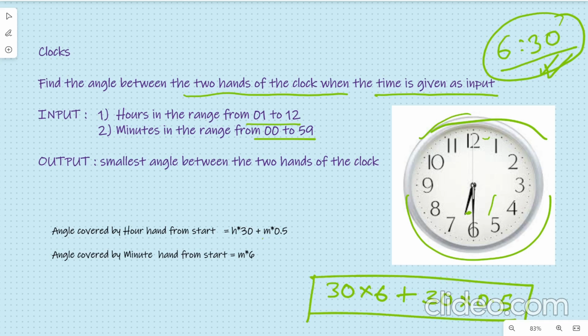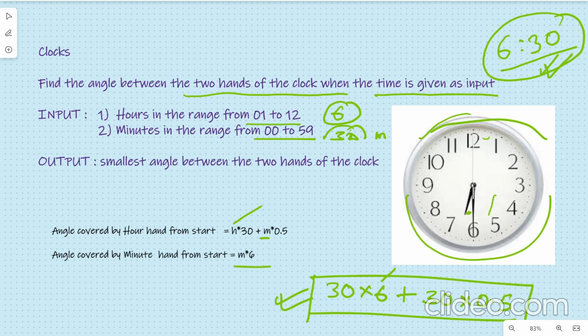Since the input is given as 6 over here and 30 over here, the total degrees traveled by the hour hand is 30 into 6, the movement from 12 to 6 of the hour hand, plus the extra. This 6 is H for us, and this 30 is M for us. So this is the total movement of the hour hand.